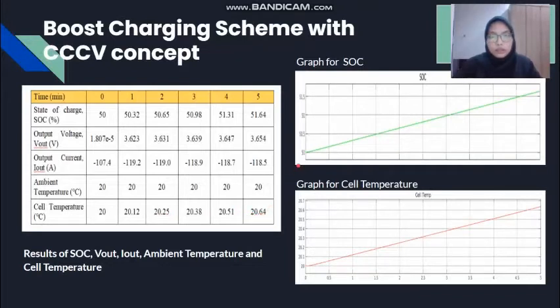This is the waveform that I obtained from the simulation. This is the SOC and this is for cell temperature. The average increment for SOC is 0.32% within 5 minutes. For cell temperature, the average increment is 0.128 Celsius.